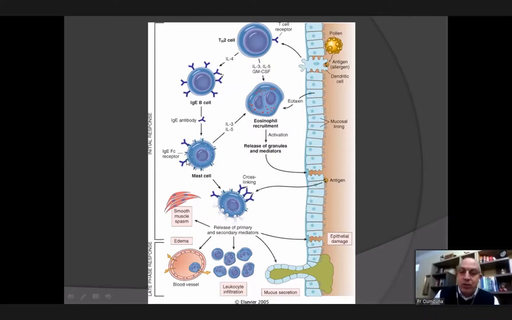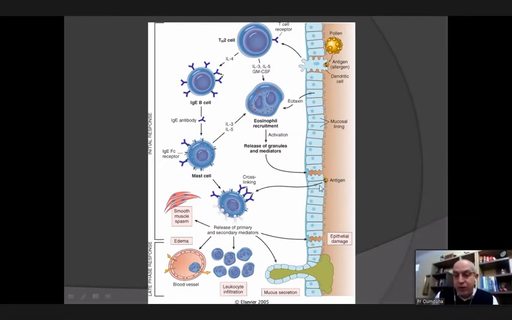IgE will bind to mastocytes. Interleukin 5 will go to the bone marrow and prime for eosinophils. Eosinophils will be there, and as long as we have IL-5, eosinophils will survive, and they will secrete their toxic products, which will harm the lungs.